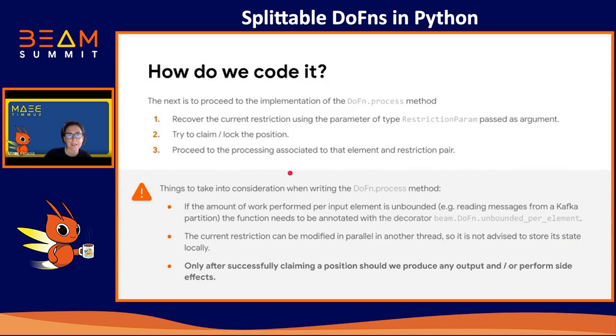And then let's discuss now what I would be doing in the process method call, okay? So basically what I would do is recover the current restriction that is passed as argument, try to lock the position, and then proceed to the processing, okay? And do whatever output the standard DoFn, the splittable DoFn, needs to do, okay?